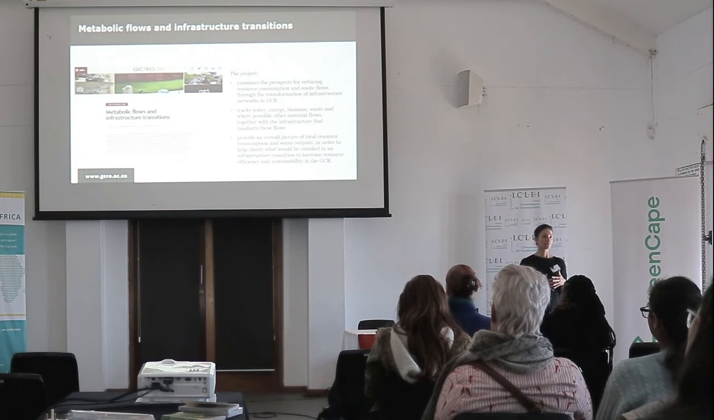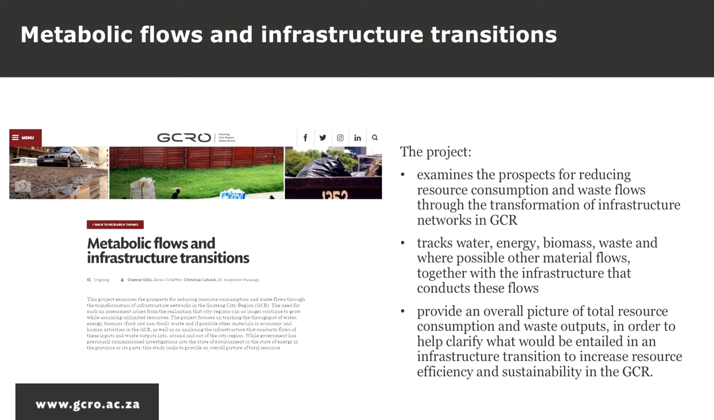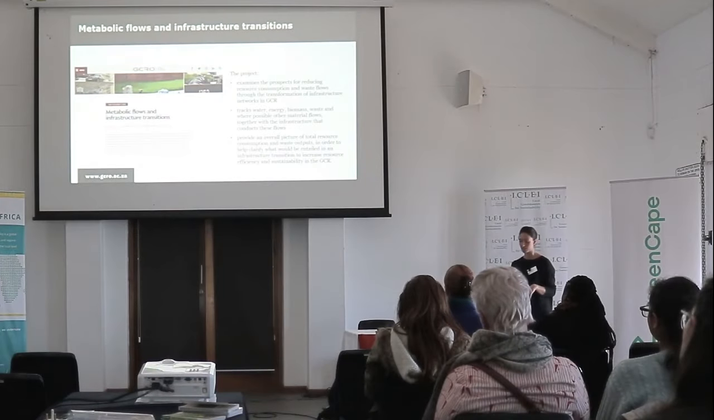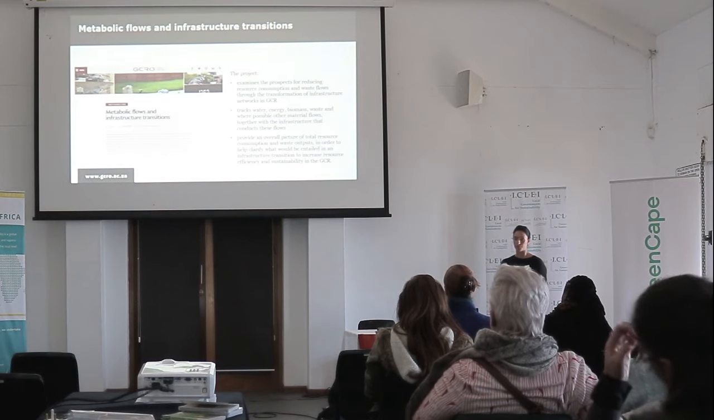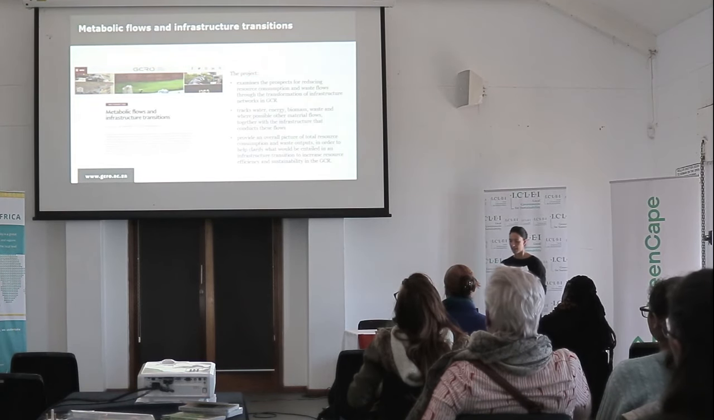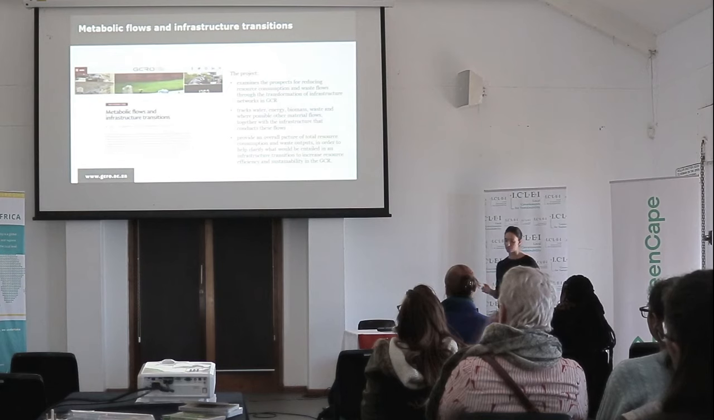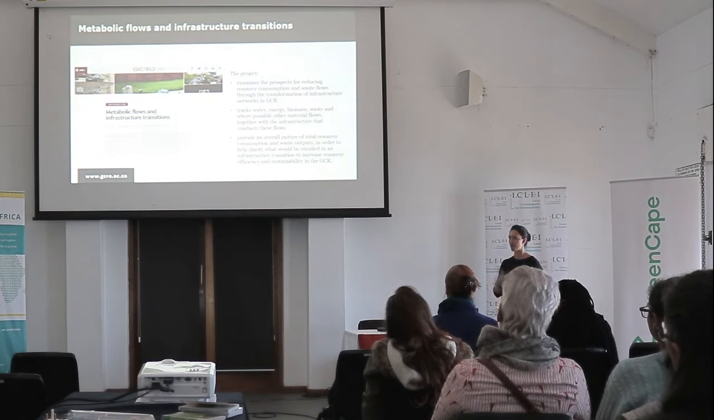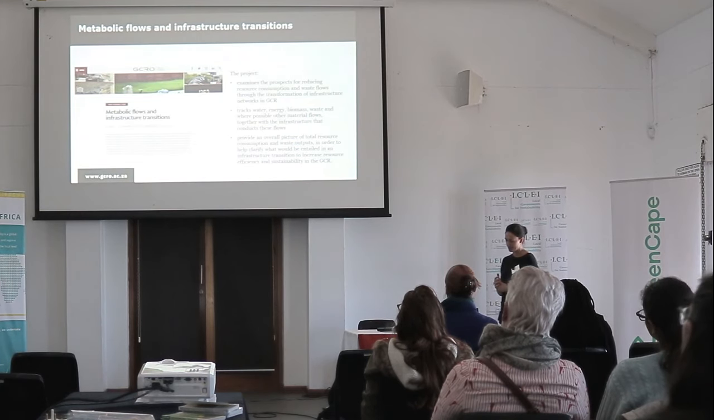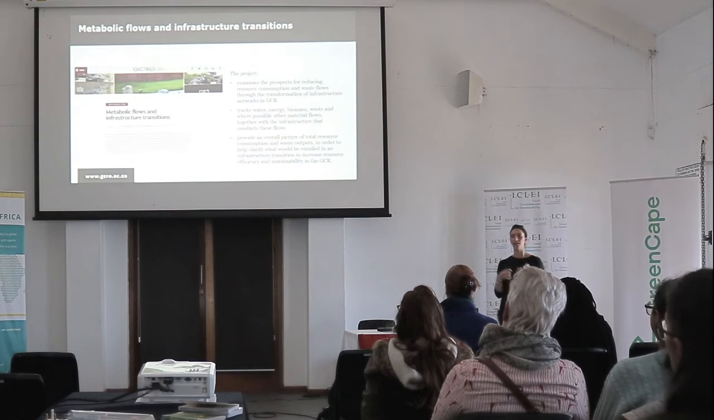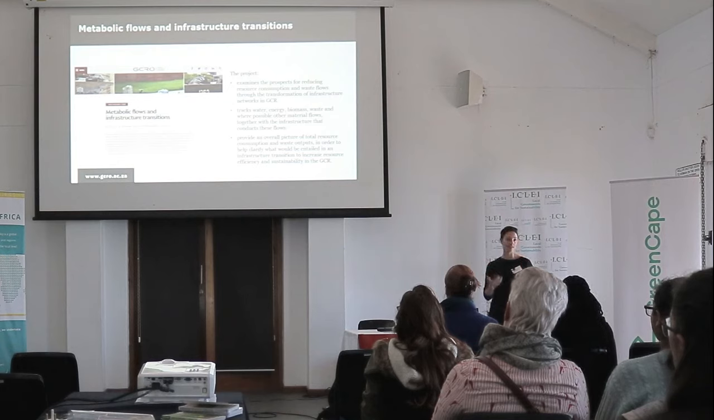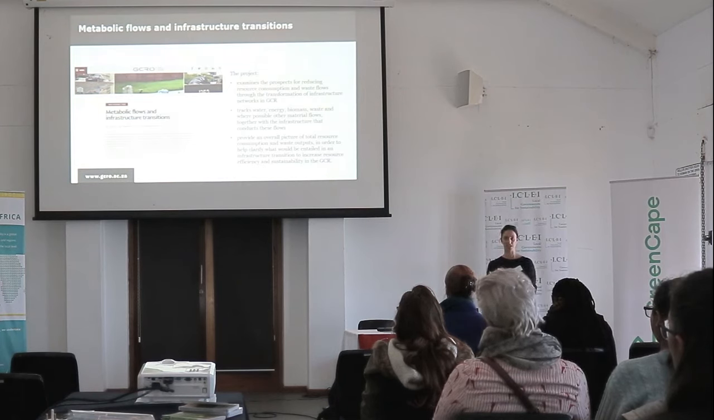But zooming into our metabolic flows and infrastructure transitions project, the idea behind this project is very clearly tied to the focus of this workshop here. The aim of this project is to examine the prospects of reducing resource consumption and waste flows through the transformation of infrastructure within Gauteng. The idea was to track the different flows of water, energy, materials, waste, and biomass through Gauteng, as Paul's been discussing and everyone has been discussing today. And really the intention of it was to be a way for people in Gauteng to rethink how the city functions, taking a look at what opportunities there are to shift from our current trajectory into a more sustainable one.